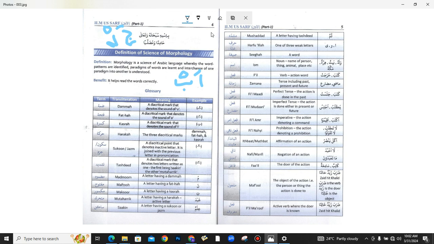If there is hamza and there is dal, this gives the sound d. Now we have to get a pause here, and it will become ad. So I think that concept is now clear.